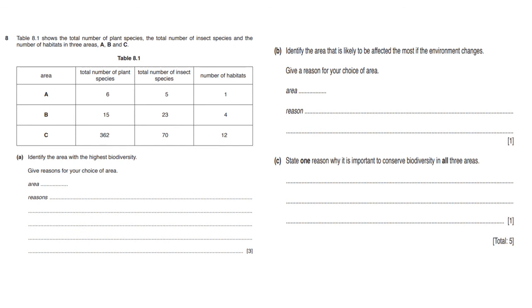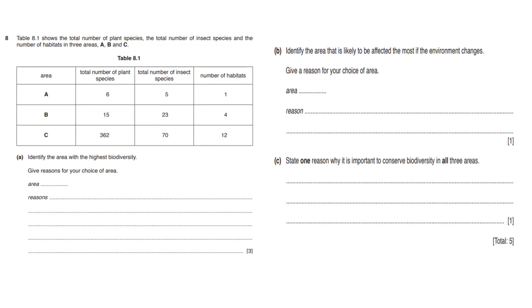All right, I think this is the last slide, so you can breathe a sigh of relief. This is question 8, and here it says Table 8.1 shows the total number of plant species, total number of insect species, and the number of habitats in 3 areas A, B, and C. And you can see in the table there we have A, B, C. Identify the area with the highest biodiversity. So over here, let's have a look.